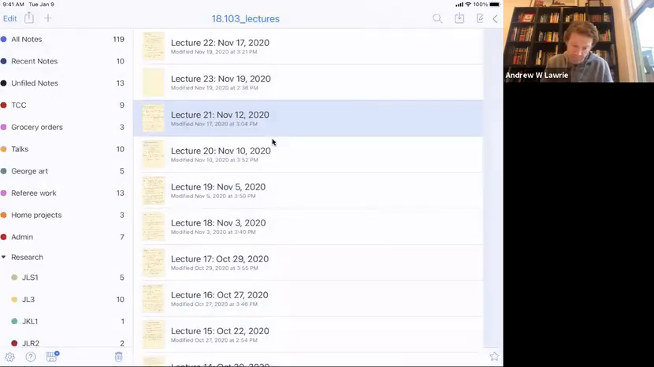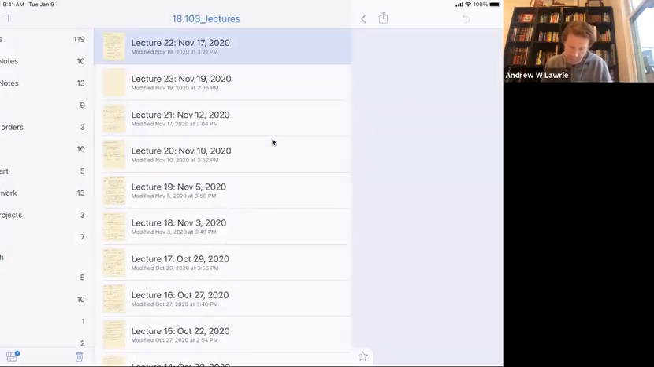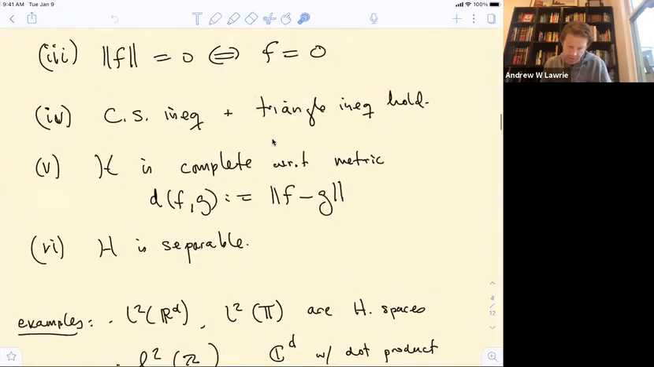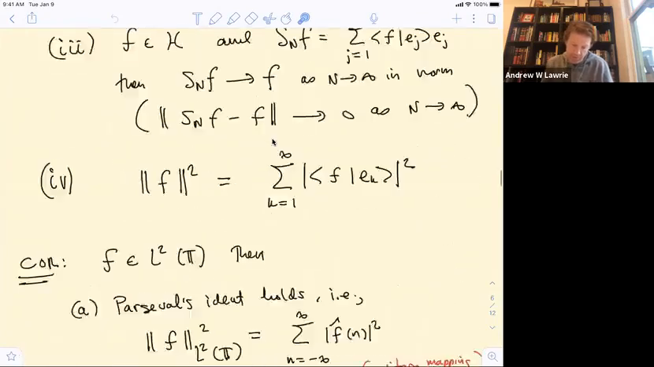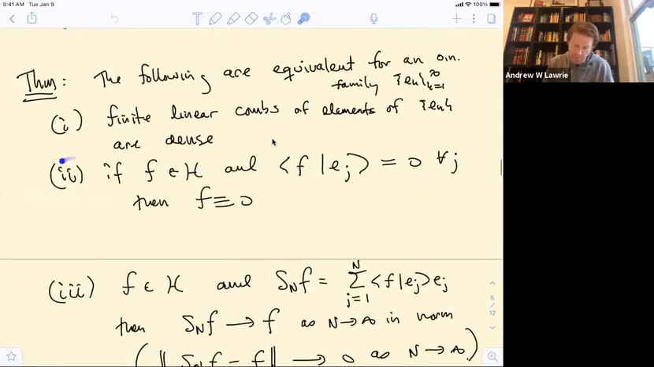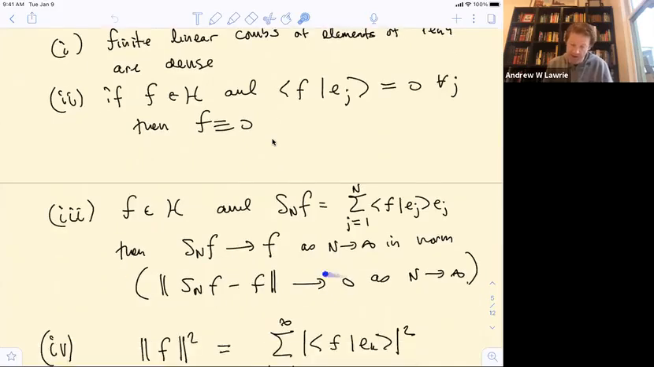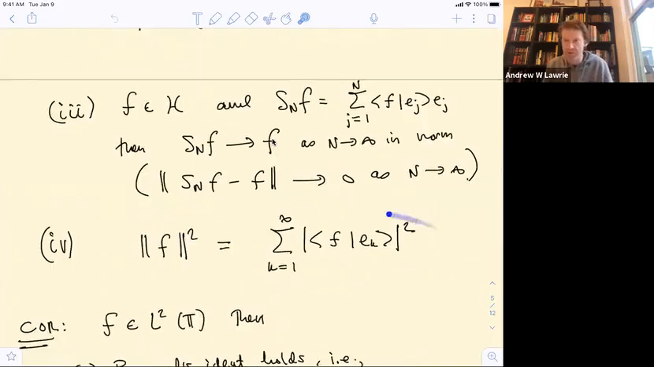Sorry, I'm all over the place. So this holds for Fourier series, right? But then we have convergence in norm, and we have Parseval's identity here. So we're done.